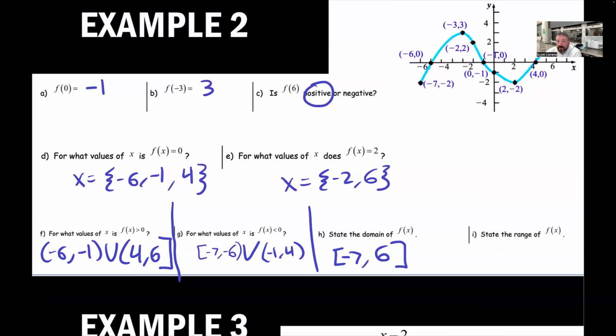Now for our range, how low do we go? Looks like as low as we get is -2 a couple of times. And how high do we go? Looks like the highest we get is 3. So we go from -2 to 3.